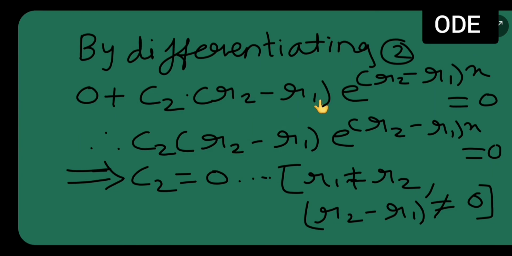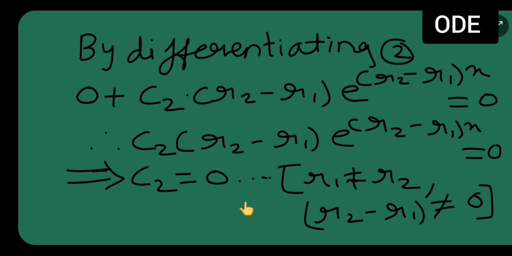Therefore, c2 into (r2 minus r1), write it as it is, e raised to power of (r2 minus r1) x is equal to 0. Now the entire equation is equal to 0. This implies that c2 is equal to 0, because here r1 is not equal to r2, so r2 minus r1 is not equal to 0.